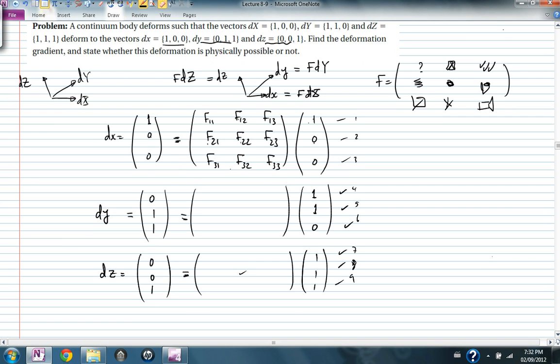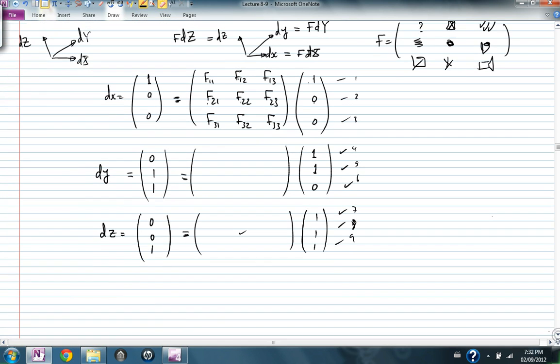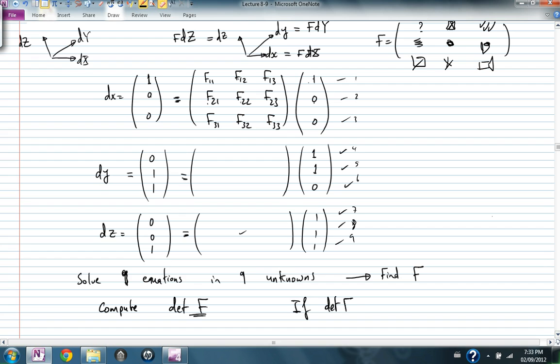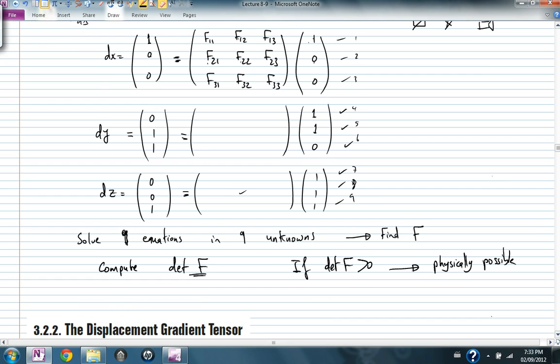And you'll be able to find the 9 components of f. So solve 9 equations in 9 unknowns, and I will show you how to do this in Mathematica in a different tutorial. And compute that f. Compute the determinant of f. If the determinant of f is greater than 0, physically possible. Otherwise, if the determinant of f is less than 0, then the deformation is not physically possible.